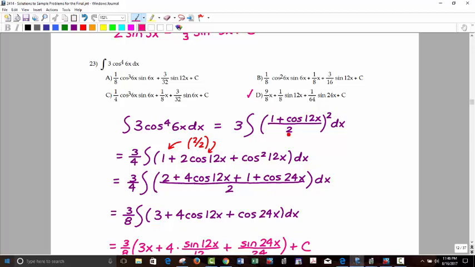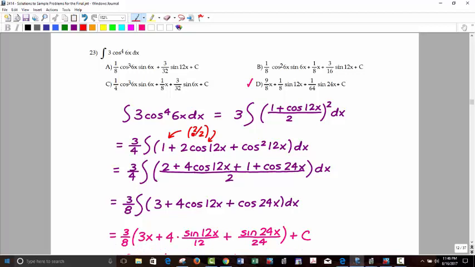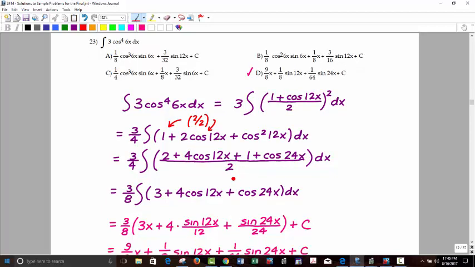Now what I'm doing right here, since I know I'm going to have this one part that's divided by 2, I decide to make everything divided by 2 to get a common denominator. So you see I multiplied 1 by 2 over 2. And this becomes 4 cosine of 12x divided by 2. So I wanted everything over that same 2, which I can then bring the 2 out with the 4, make that an 8. And then what's left up here, I can add the 2 and the 1 together before I integrate.